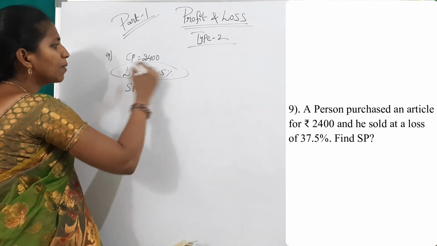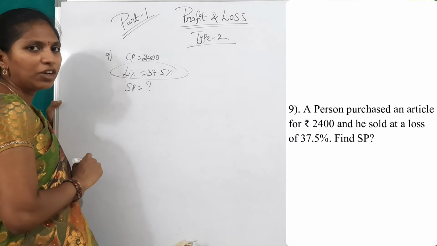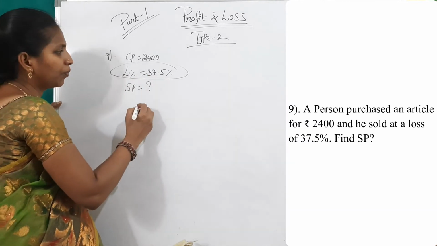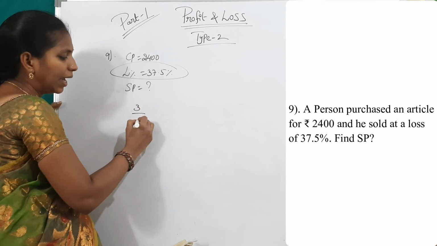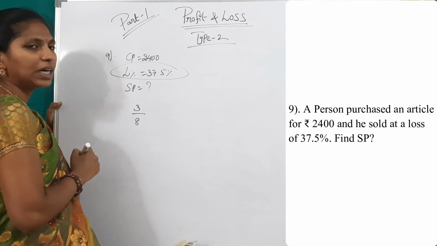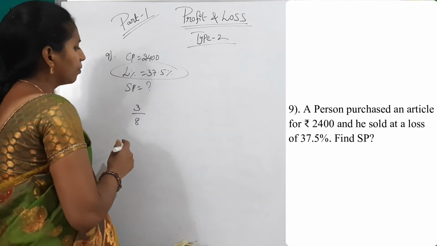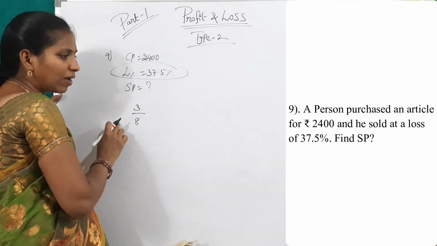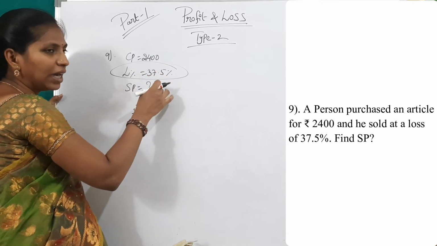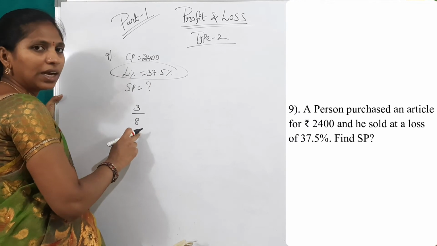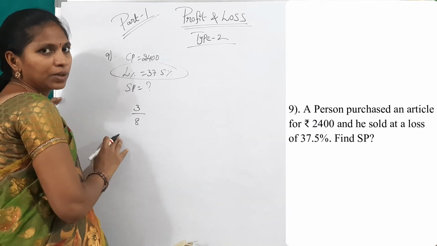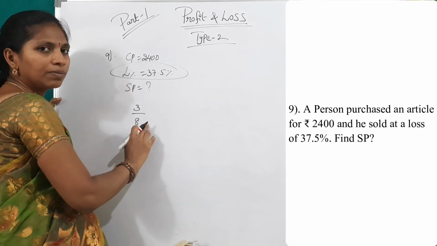Take this one. Loss percentage equals 37.5%. This is equal to what? 3 by 8. 3 by 8 equals 37.5%. If you know this fractional value, directly write this. Otherwise, 37.5 by 100, then cancel that, then we get this result. That is a lot of time wasting. So remember these values.